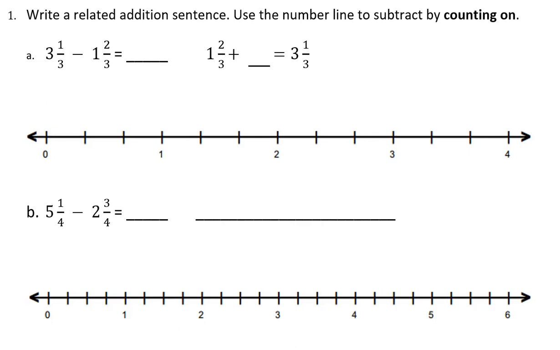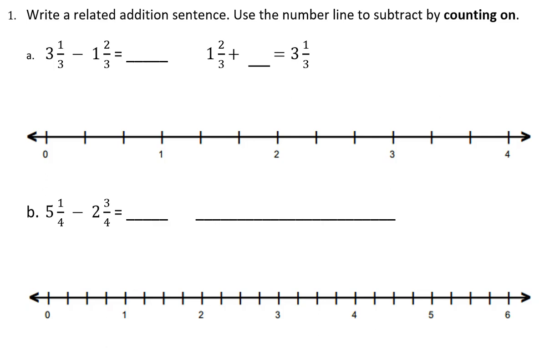This tutorial is for 4th grade, Module 5, Lesson 33. In this lesson, we'll continue to look at different ways to subtract mixed numbers. The first section says to write a related addition sentence and use the number line to subtract by counting on.